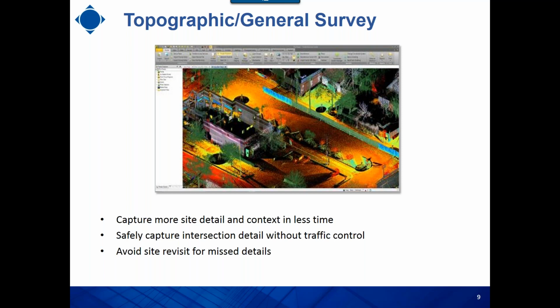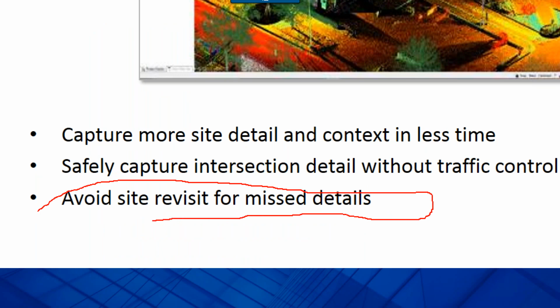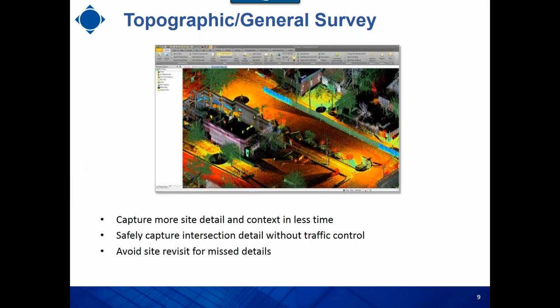One of them is a topographic general survey application. You can capture more site detail and context in less time. You can safely capture intersection detail without traffic control, and you can avoid site revisits for missed details. And I really want to emphasize this point, which is one of the most important factors that must be taken into account if any organization is deciding to use point clouds for deliverable production, as an example for topographic survey, because site revisit is always a very expensive task in organizations.